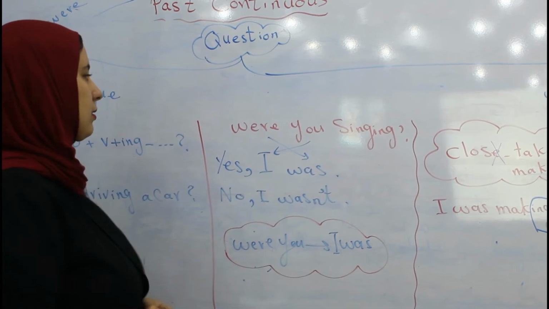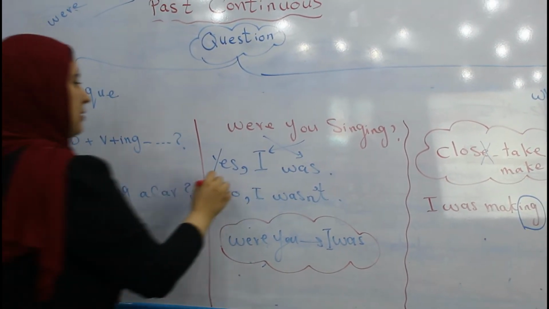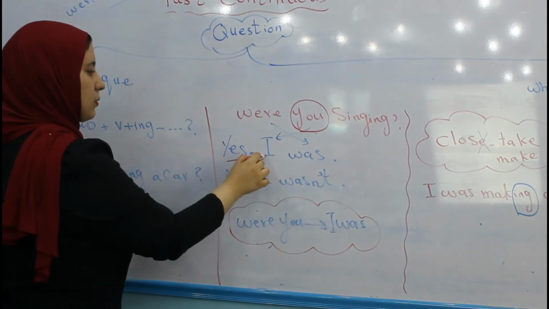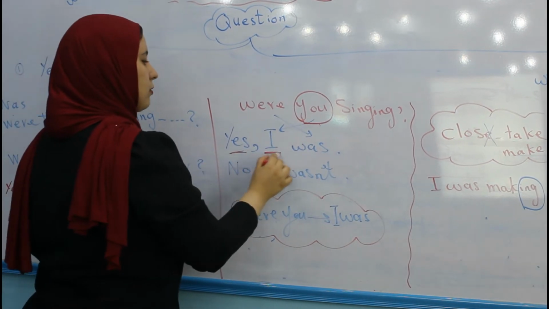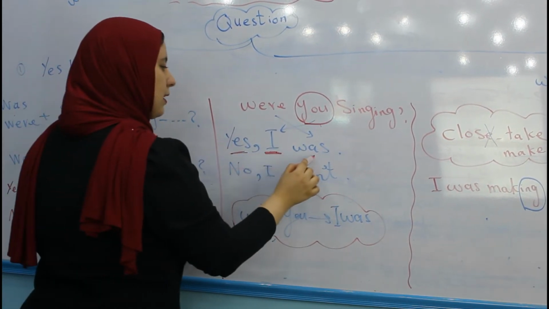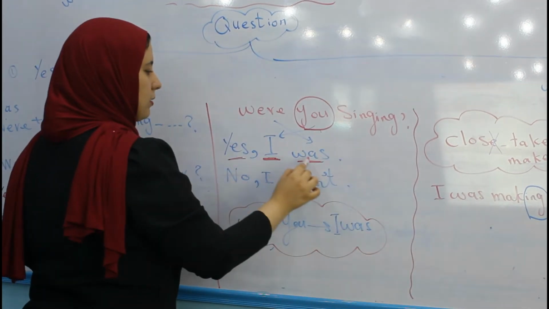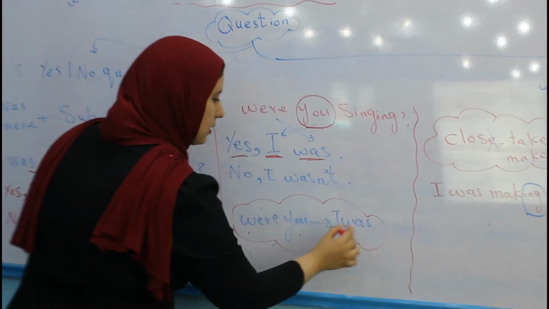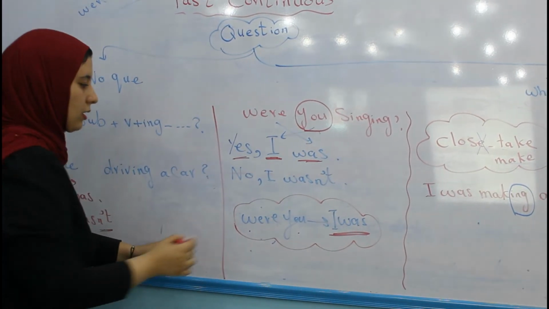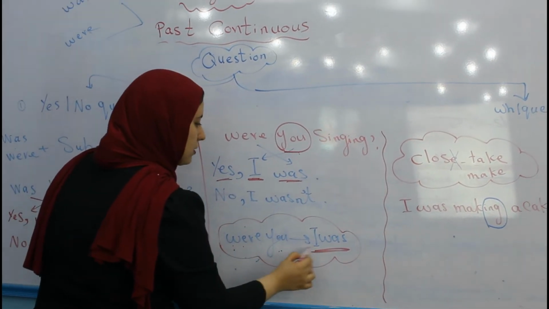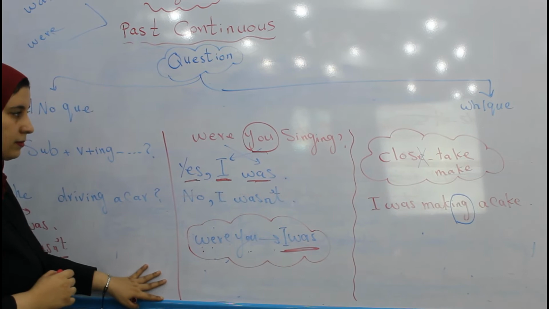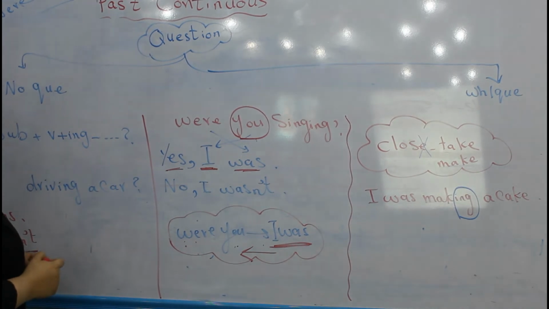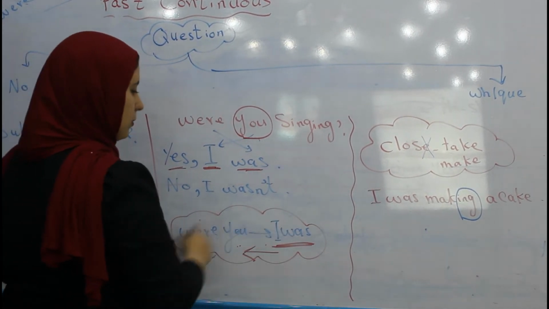Were you singing? Yes. Here we have the pronoun you. You in the question turns into I, and I takes was. Yes, I was. No, I wasn't. So, were you in the question turns into I was in the answer. And I was in the answer turns into were you in the question.